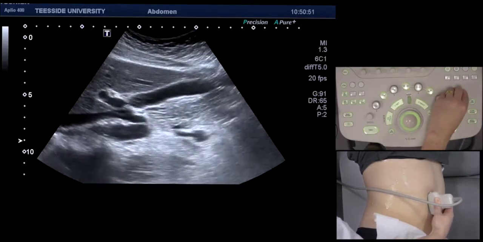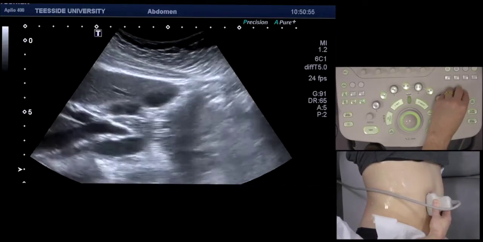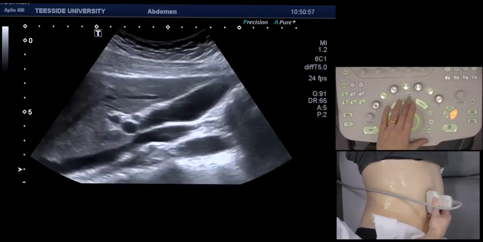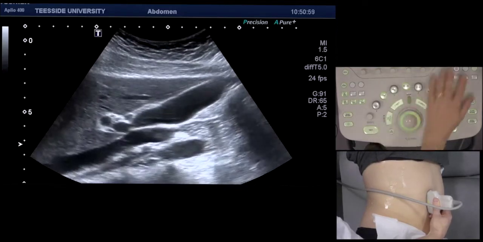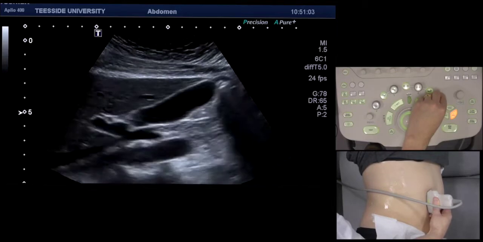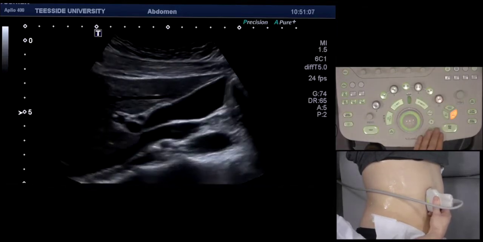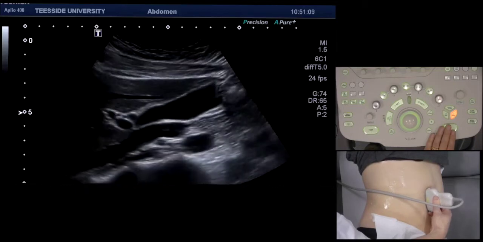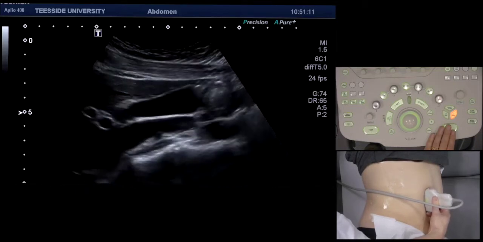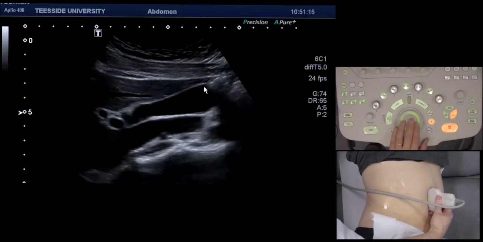I'm going to optimize the image here, changing the depth, focus, gain. You can also narrow the sector width as well, so you can see the aorta in a lot more detail. So what I'm doing here, I'm looking at the gallbladder, the gallbladder wall, looking for any stones, any gallbladder wall thickening, any fluid around.